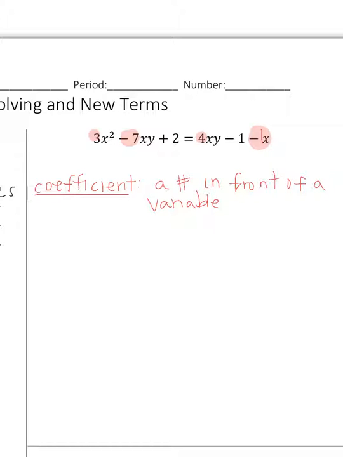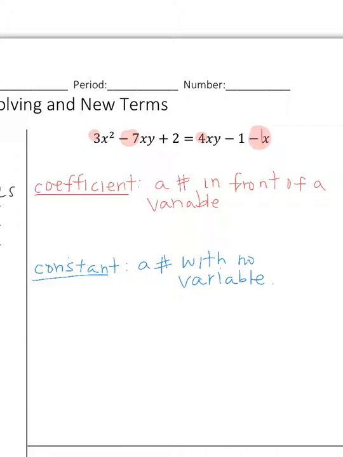Now the next word that I'm going to talk about is constant. Okay, now the definition of a constant is a number with no variable. Sorry, my writing's kind of nasty. It's just because I'm writing on my iPad. It's tricky. So, a number with no variable.